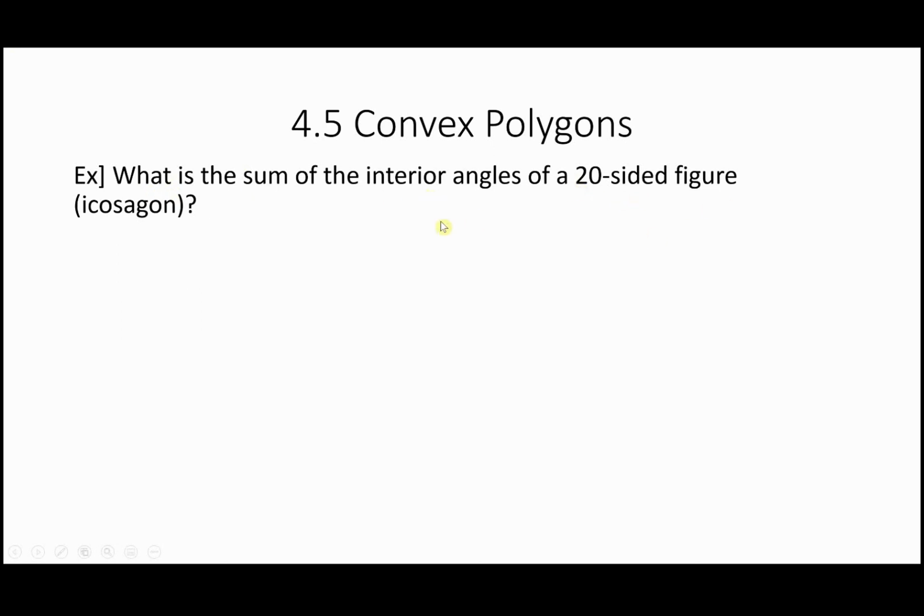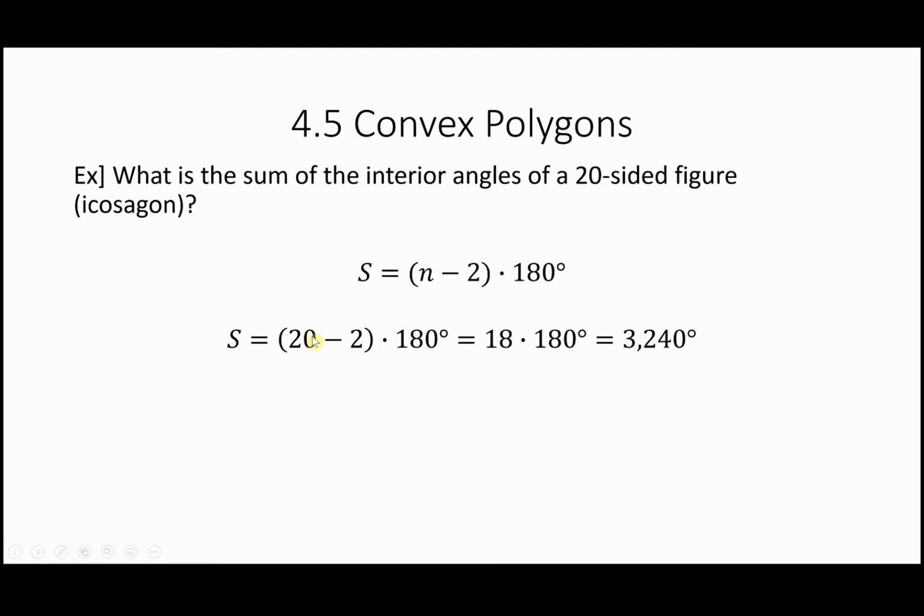So let's entertain a specific example and determine what is the sum of the interior angles of a 20-sided figure, which, if you're wondering what the name of a 20-sided figure is, it's an icosagon. Isn't that a cool name? Super cool. So let's go ahead and reference the appropriate formula, plug in n as 20, and then simplify, it's 3,240 degrees total. Now that's the sum of all the interior angles.